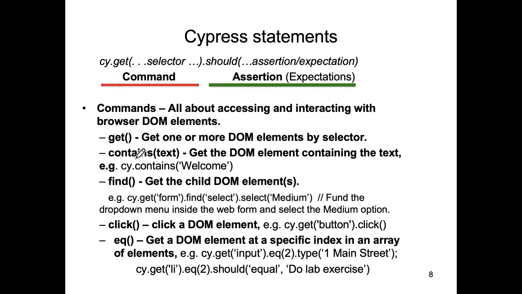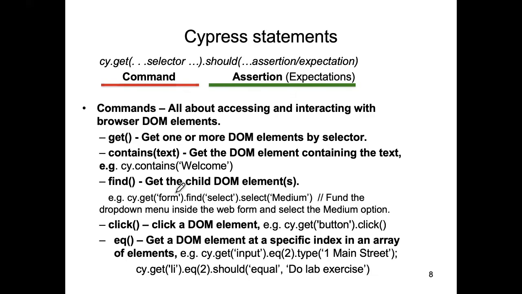That's an example of it there. The find command is where you've already identified, you've already got Cypress to pick out a particular element within the DOM, but then you want to look at children of that element. So if you take this example here, this looks like I'm getting Cypress to identify the form element within the current web page.